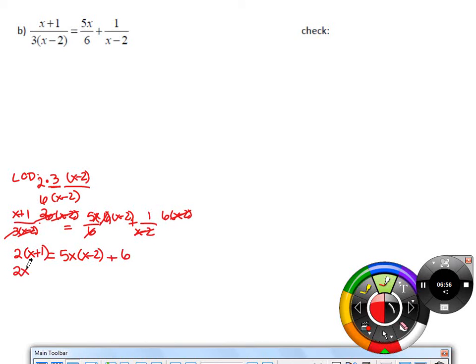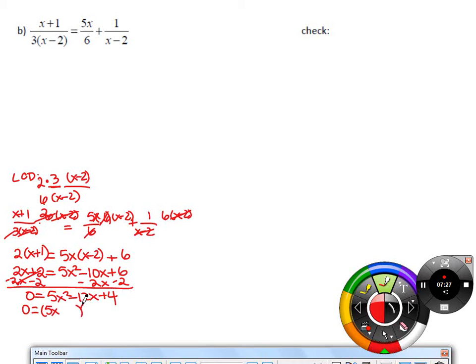So I now have no fractions, and here is what my polynomial looks like when I multiply it out. Because it's a quadratic, I'm going to go ahead and bring all the terms to one side of the equation. So I'm going to have 5x squared minus 12x plus 4. And so then I'm looking to factor this. So again, either by guess and check, or the x in the box, or whatever factoring method you choose to use, you should be able to factor this polynomial.